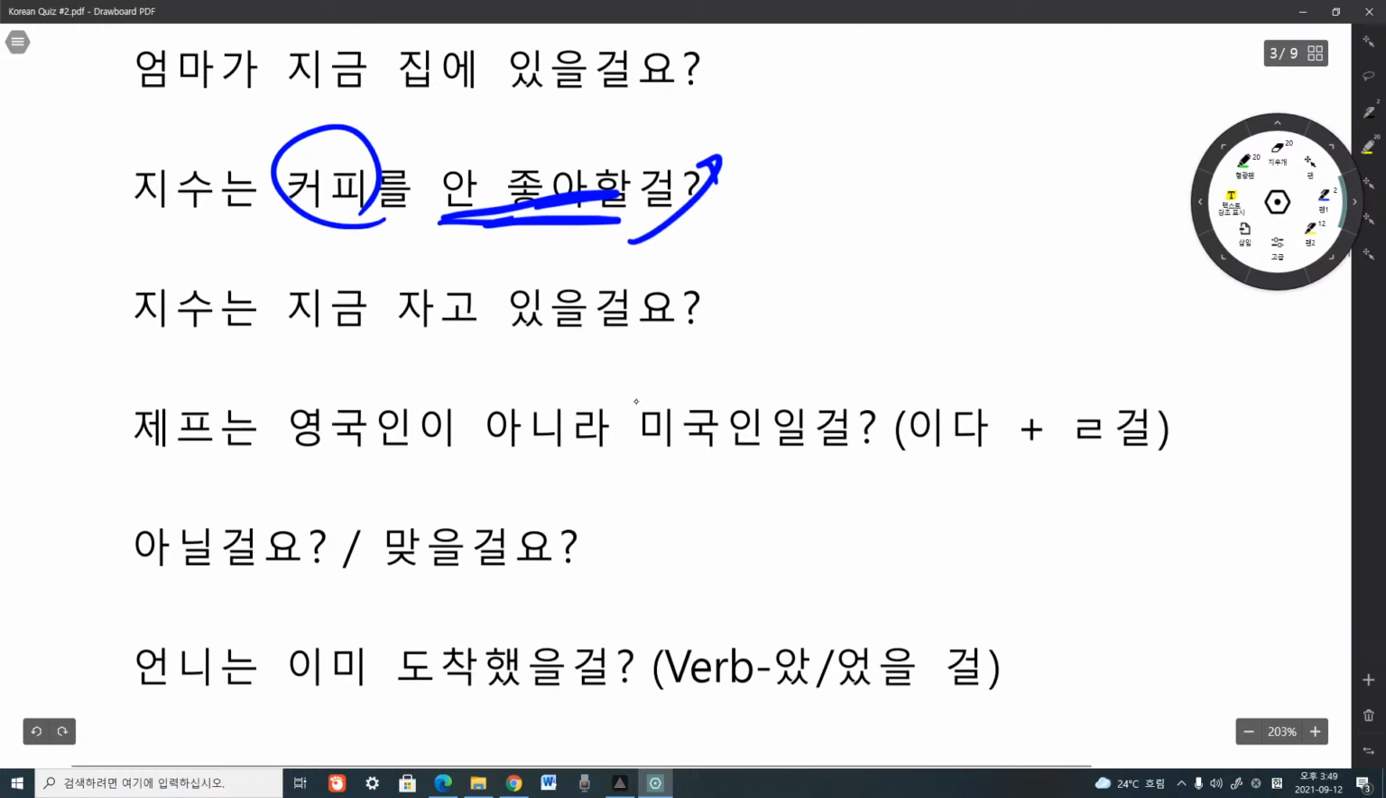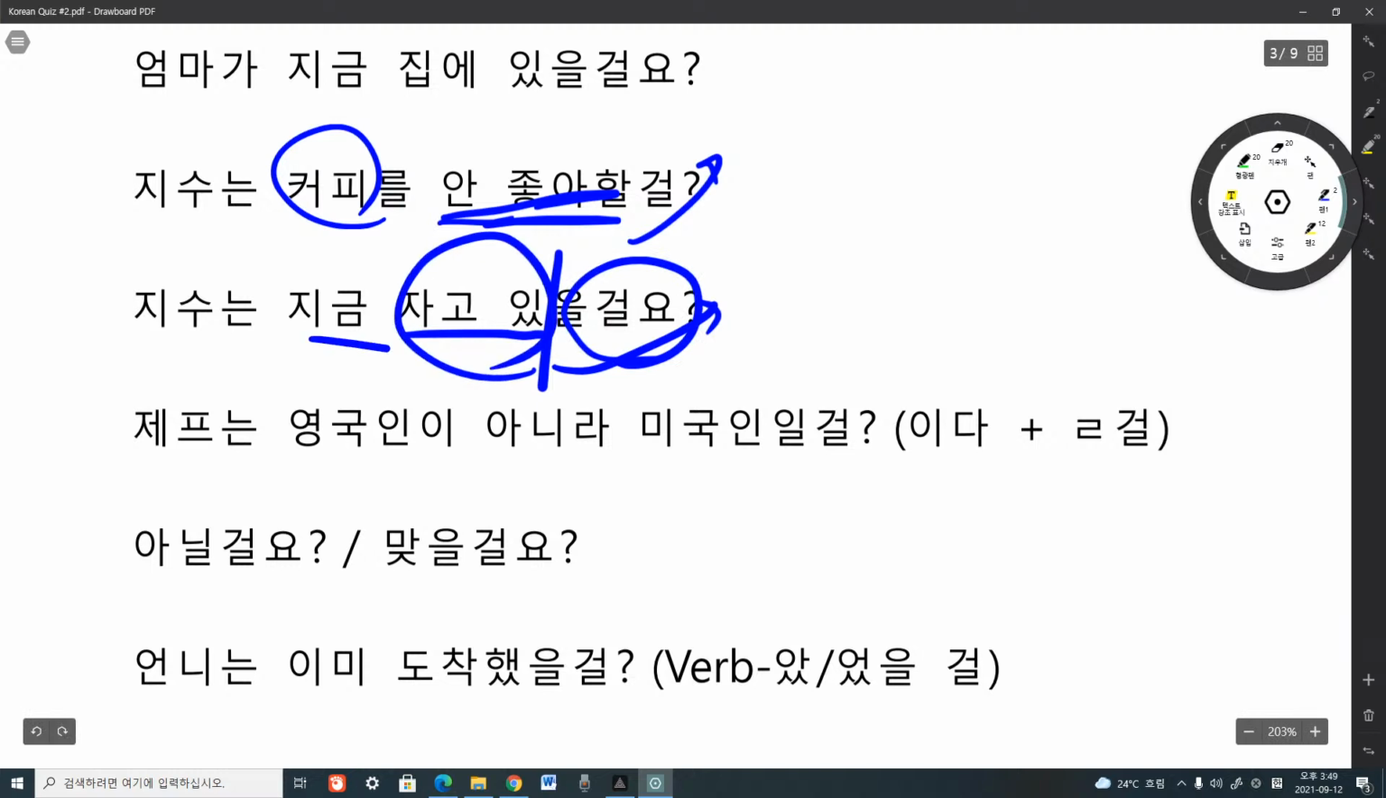그 다음에 지수는 지금 자고 있을걸요? This is a combination of 자고 있다 plus 을걸요? 자고 있다, present progressive, right? Is sleeping. She is probably sleeping right now. 지수는 지금 자고 있을걸요?